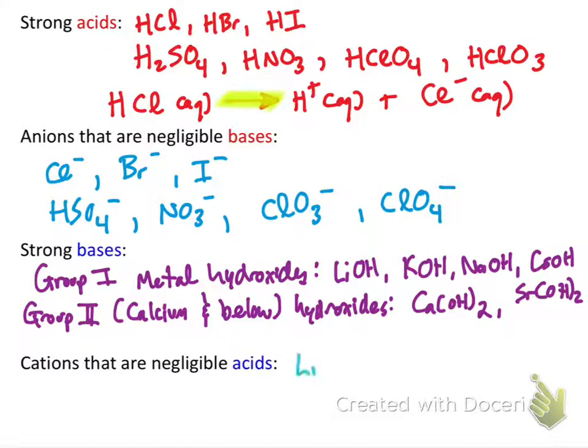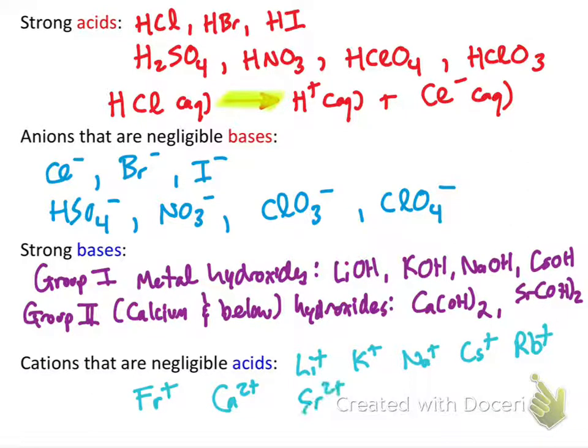So for example, Li+, negligible; K+, negligible; Na+, negligible; Cs+, negligible; Rb+, negligible; Fr+, negligible; Ca2+, guess what? Negligible; Sr2+, negligibility city, population Sr2+; barium 2+, etc. The reason I wanted to emphasize these particular ions is that a very good rule of thumb when dealing with salts and ions in an aqueous solution is, if something has a positive charge, in fact, let's back up a slide.